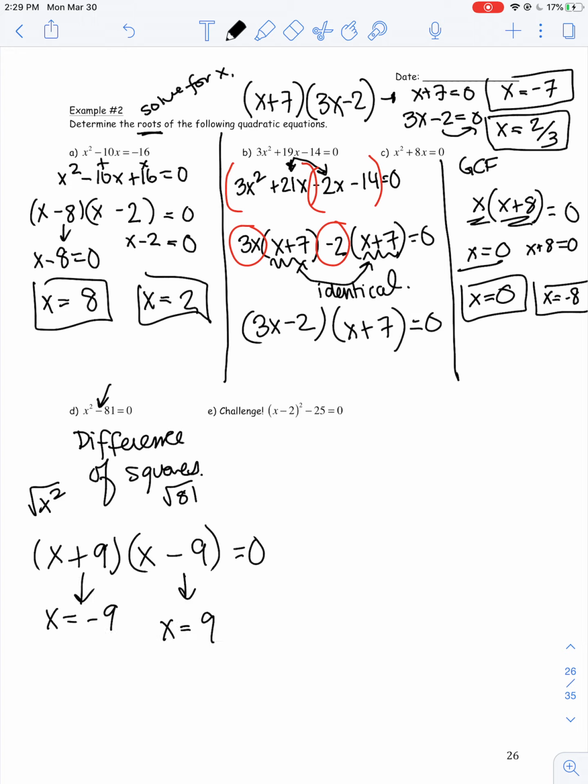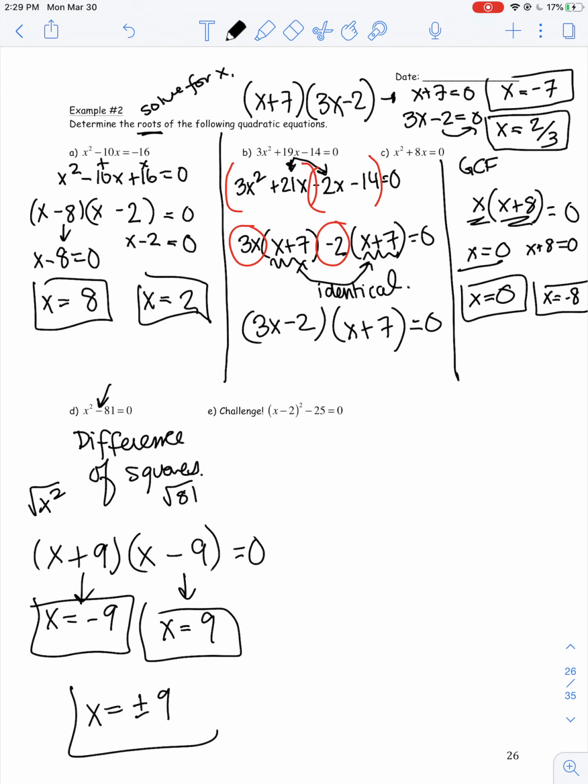So x equals positive, or actually negative 9 from the first one, and x equals positive 9 when you solve for x for the second one. So those are your two solutions, which we usually like to write as plus minus 9. So that becomes this.